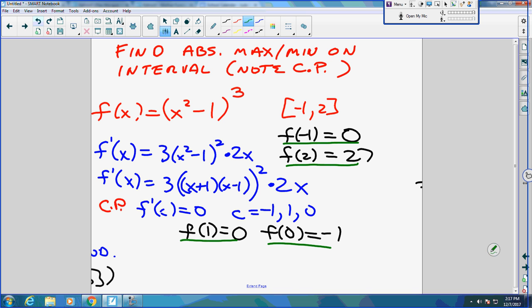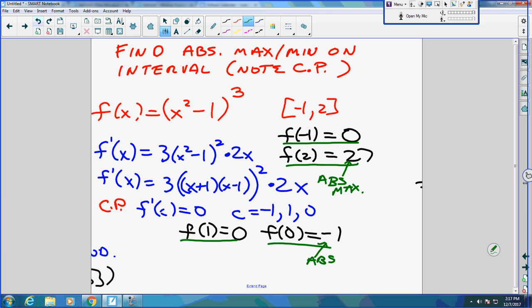Different terms. I'm just looking at values. I think the biggest number there is 27. That is the global max. I'll call it the absolute max. This is the absolute max. Boom. I think the absolute min this time is -1.